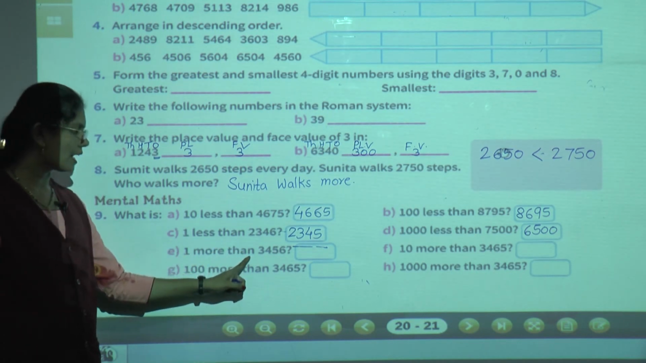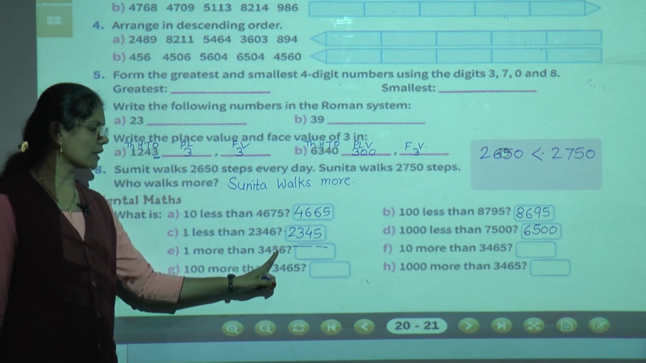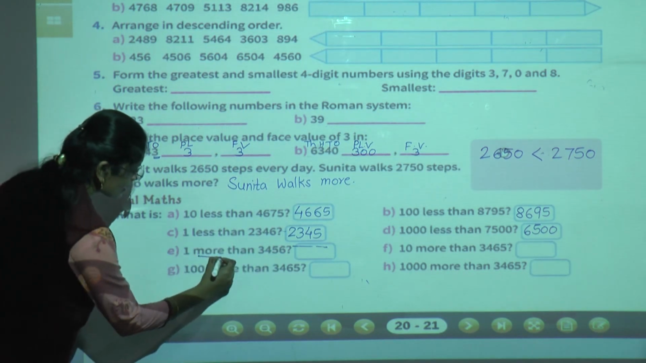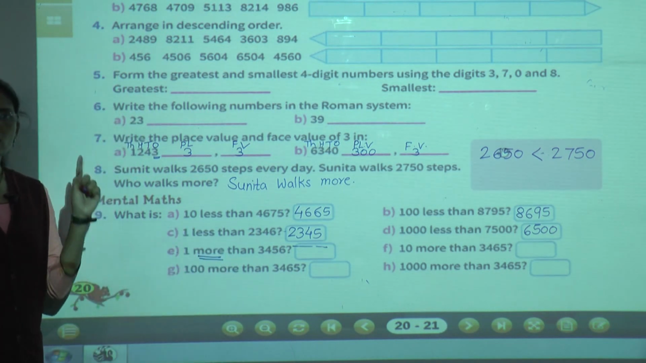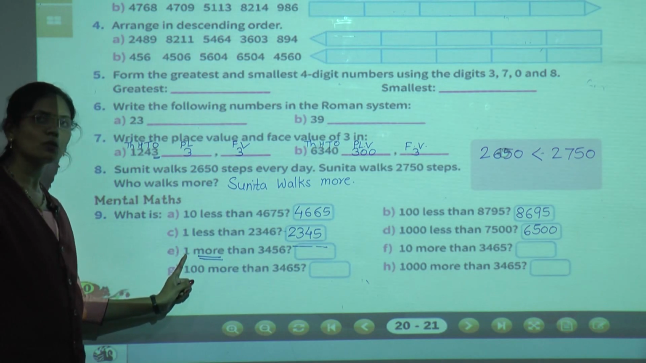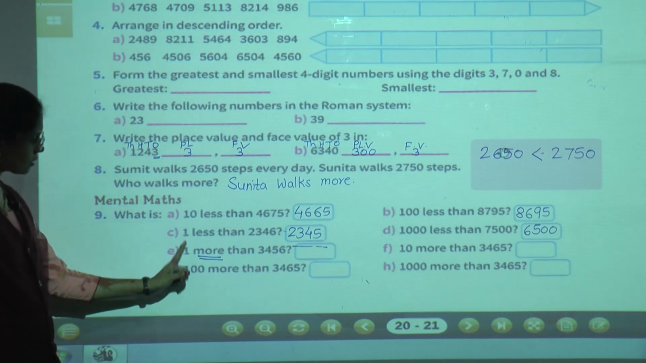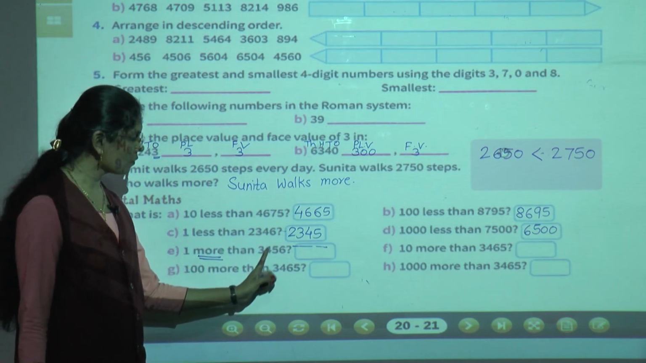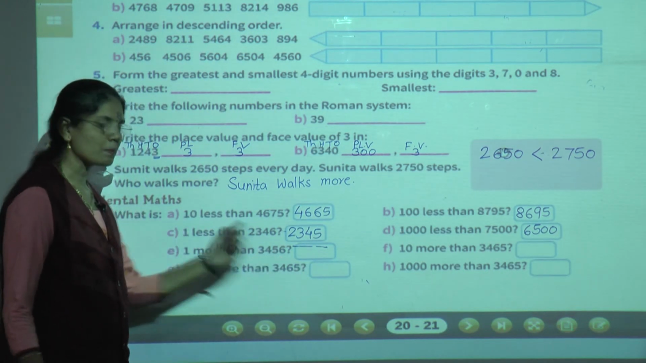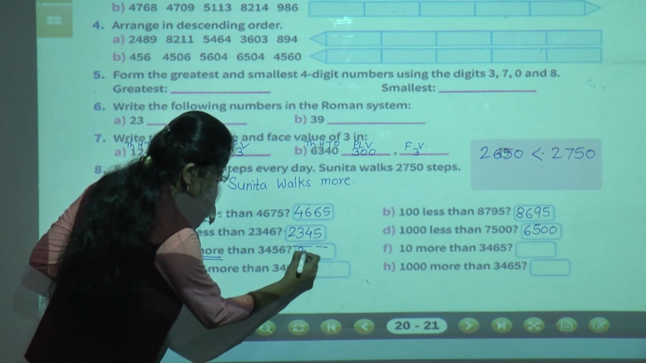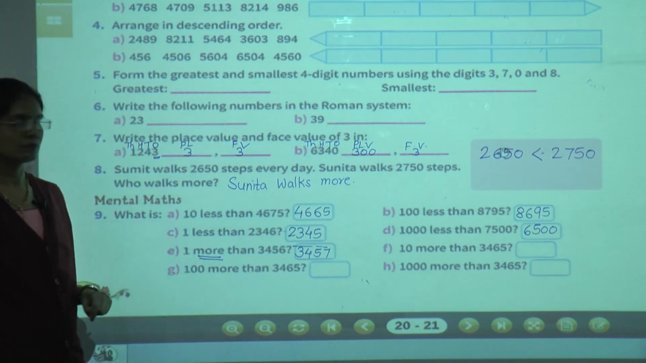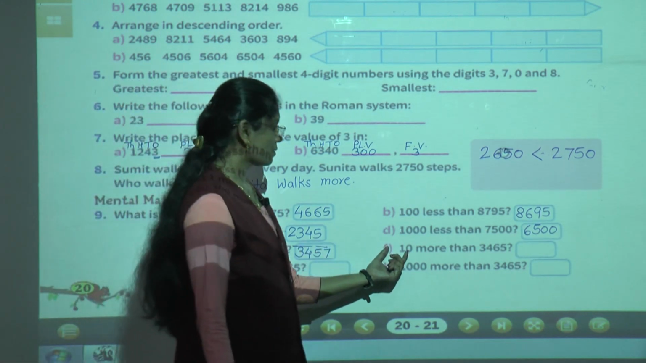Now see this A question. 1 more than 3456. Here the word more is there. More means you have to add. You have to do the addition. How many do you have to add? Add 1. So 3456 plus 1. If we add 1 in this number, then we will get the answer 3457.